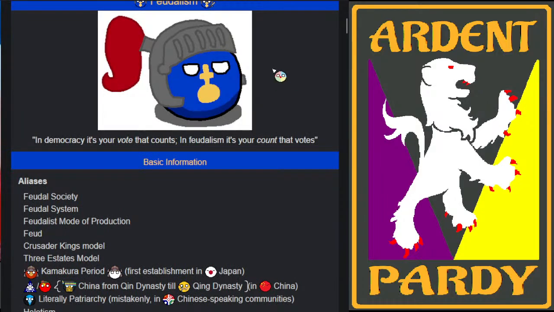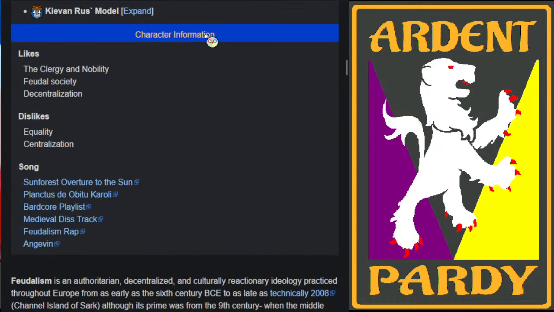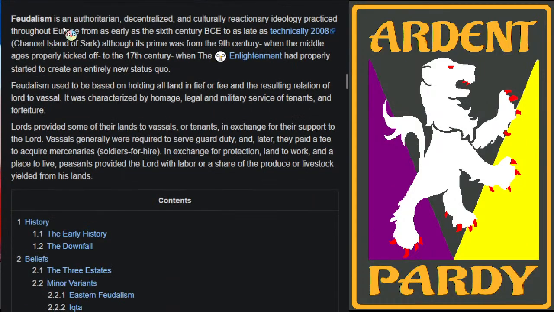In democracy, it's your vote that counts. In feudalism, it's your count that votes. It kind of slides into some of my ideas. Authoritarian, decentralized. Feudalism can't be decentralized. You're concentrating authority in a single individual, or a single group of tiered individuals. That's clearly not decentralized.